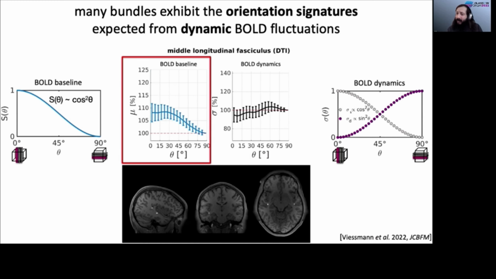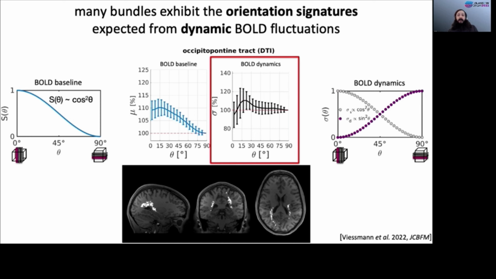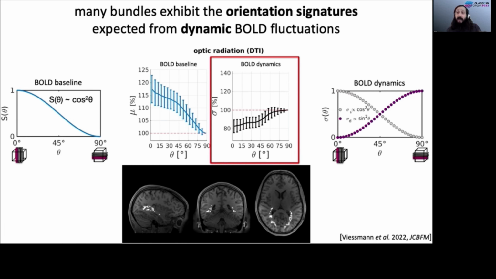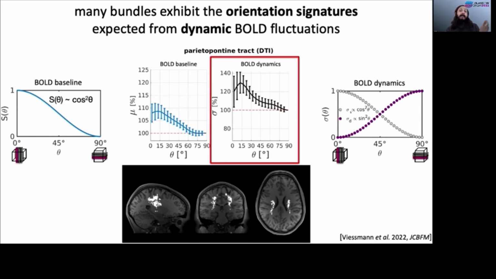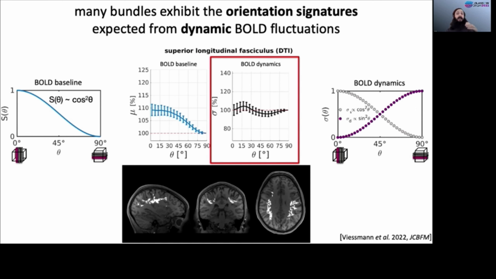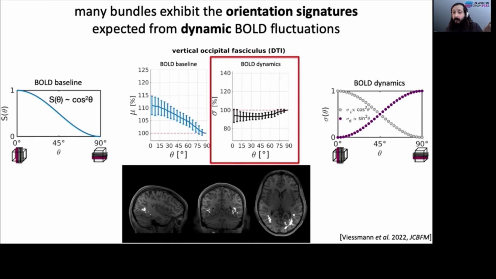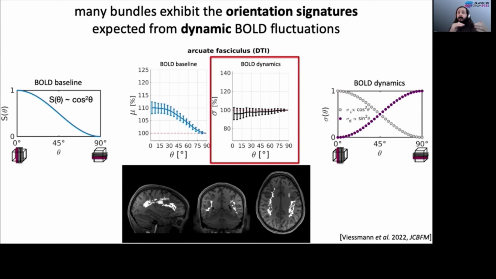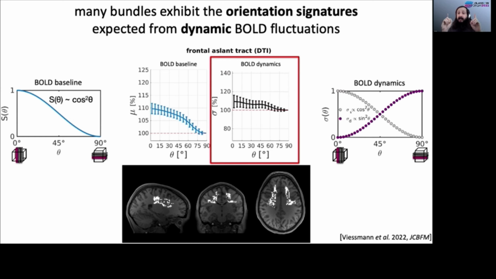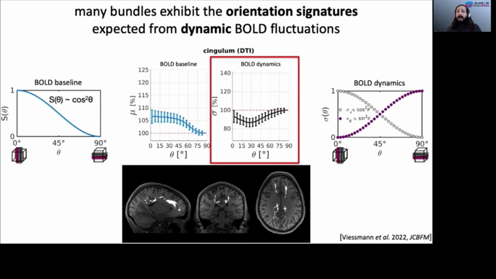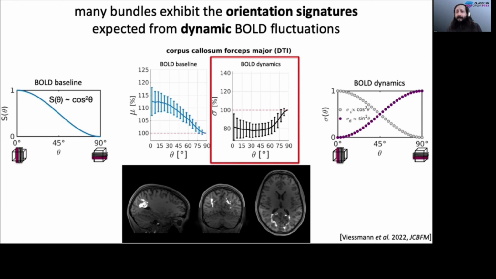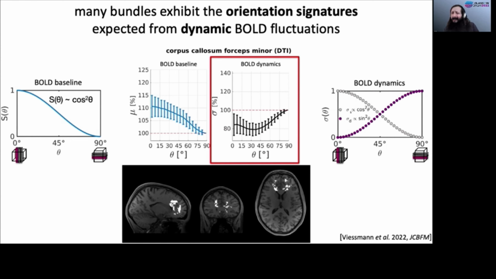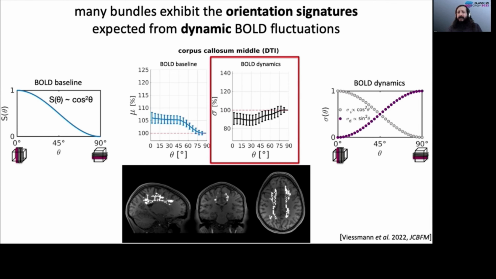But on the right, more interestingly, you can see that the orientation dependencies of the BOLD signal fluctuations, or dynamics, are more heterogeneous across the bundles. Many show the expected negative sine-squared orientation trend, which is consistent with dynamic BOLD effects in vessels that are aligned to or parallel to the tracts, and we see up to a 20% effect. But in other bundles, we did not see an orientation effect in the BOLD fluctuations.